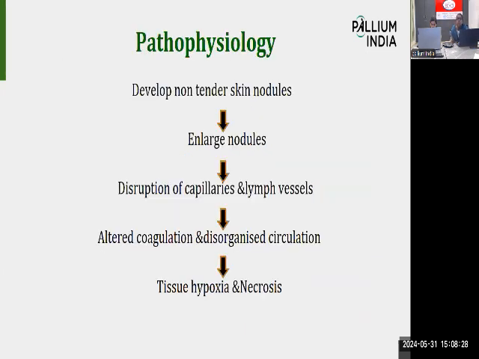Coming to the pathophysiology, we know what is cancer. Develop non-tender skin nodules. When the nodules emerge and enlarge, that leads to disruption of capillaries and lymph vessels. If there is disruption of capillaries and lymph vessels, what happens? Altered coagulation and disorganized circulation will be there. Finally, tissue hypoxia and necrosis. So this is how the fungating wound or a cancer wound develops. So this is the pathophysiology.